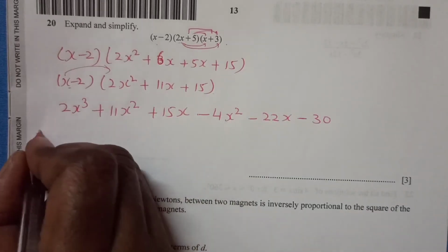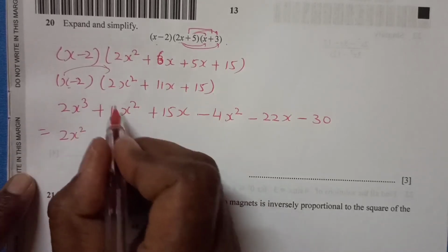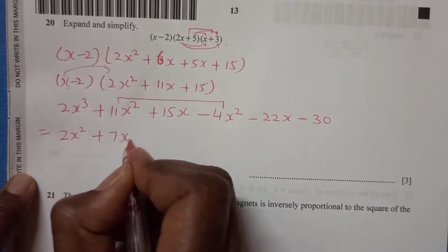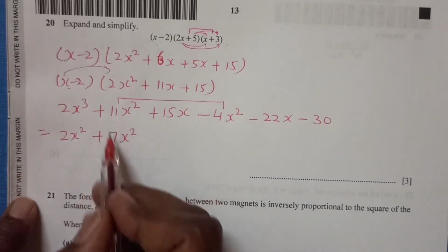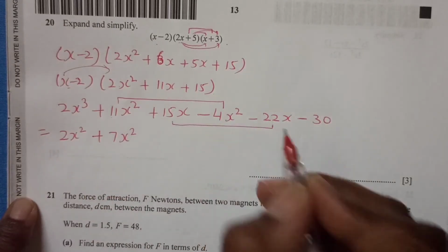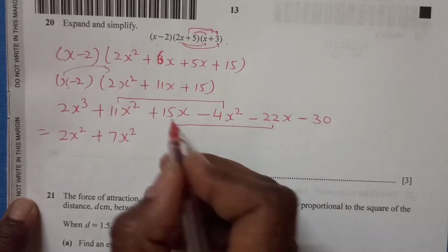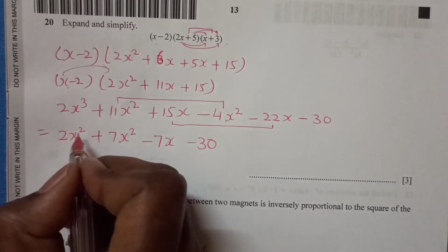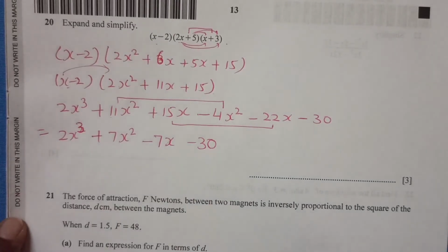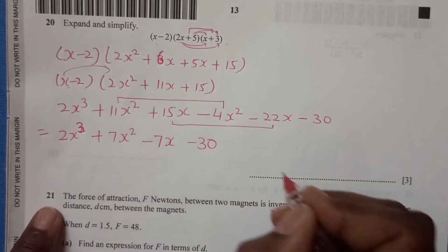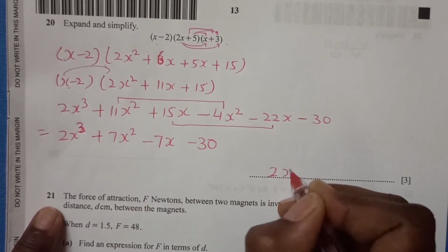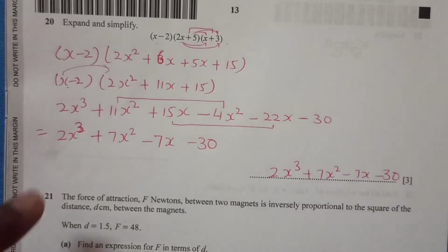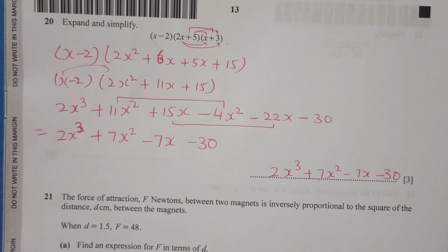Now combine the like terms. So 2x cubed remained as it is. So this and this, 11 minus 4, which is 7x squared. 11 is greater and it has a positive sign, so plus 7. And then these two x terms. So 22 minus 15, it is 7 minus 30. So that's it. Sorry, this one is cube here. So that's it. There is no other like term here. So that will go in the answer column here. 2x cubed plus 7x squared minus 7x minus 30. Okay. Now question number 21.